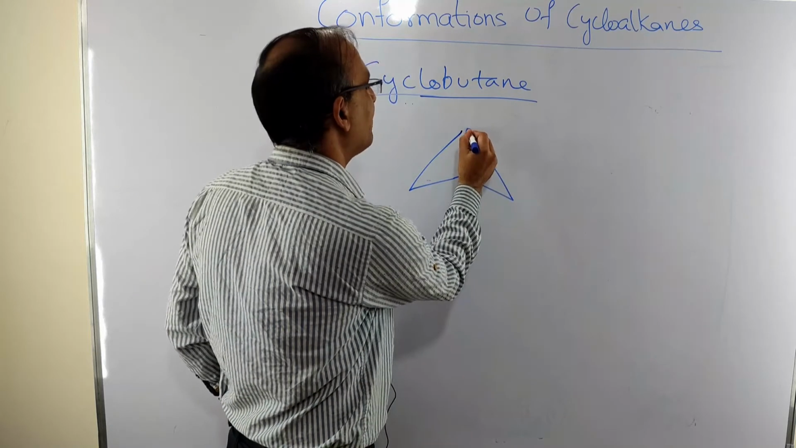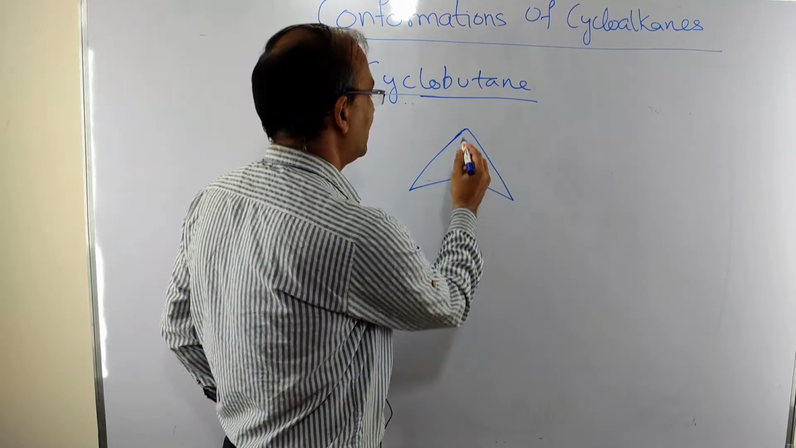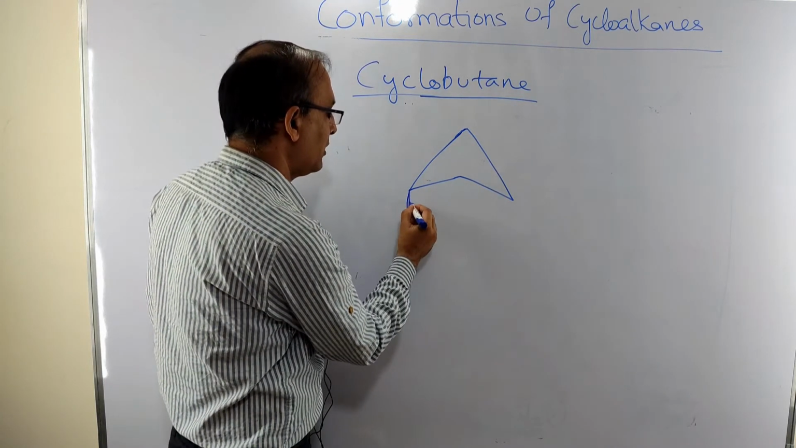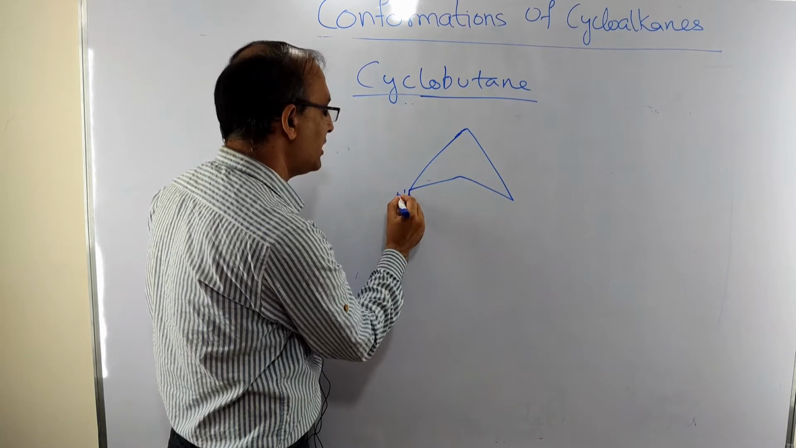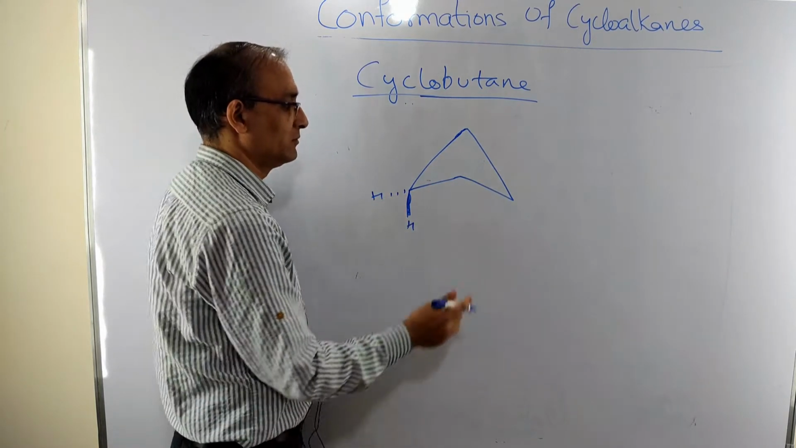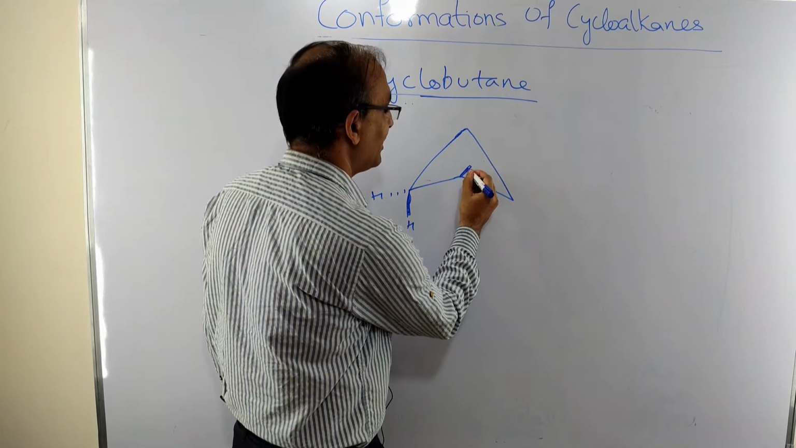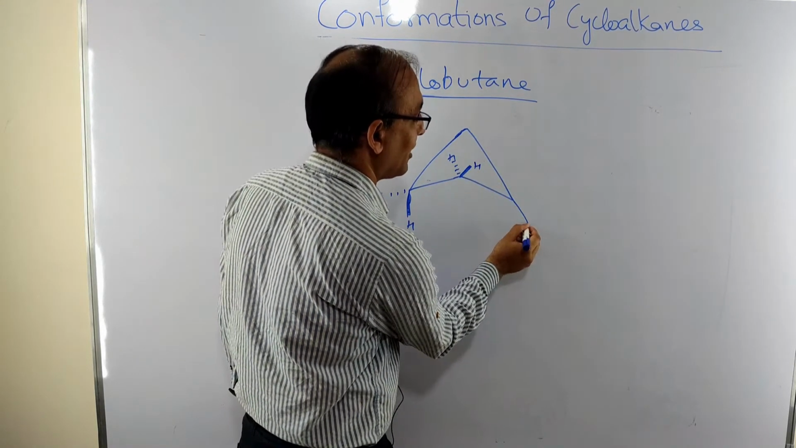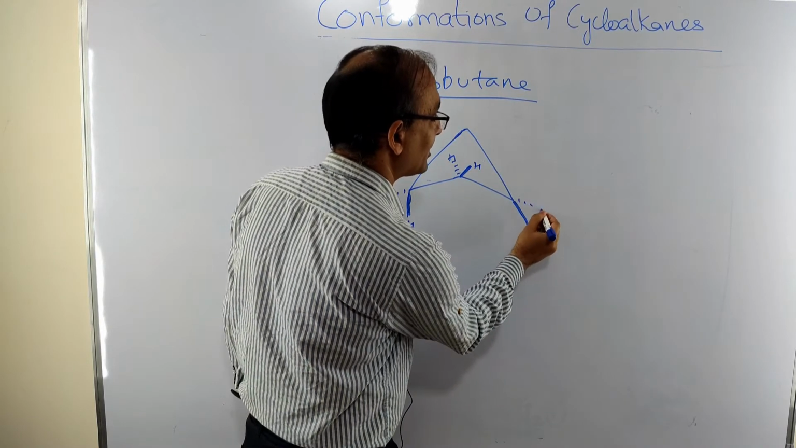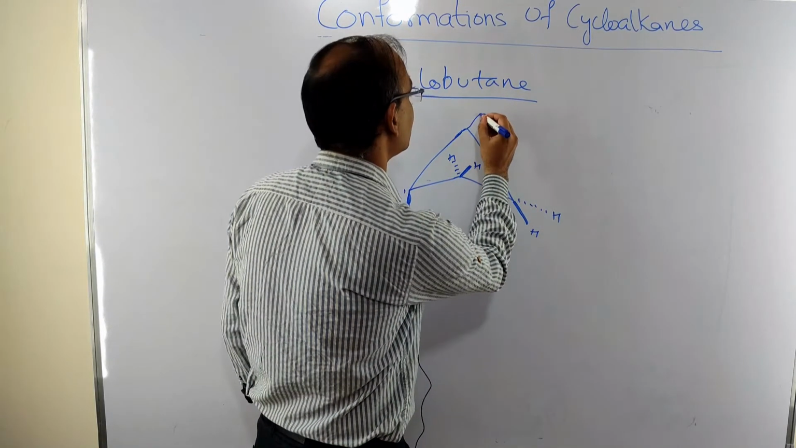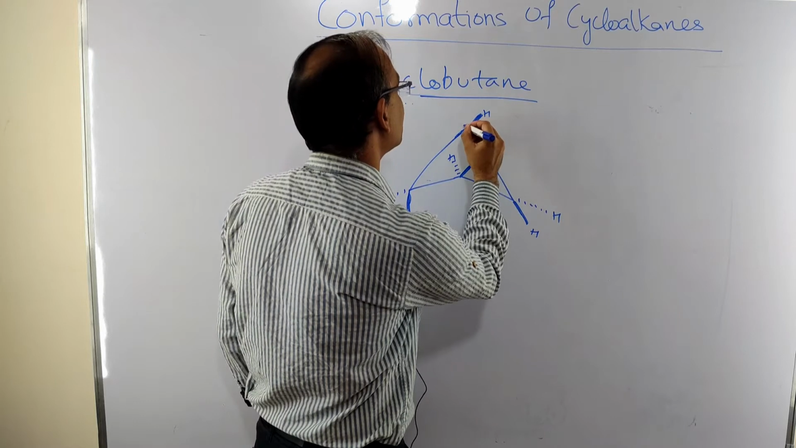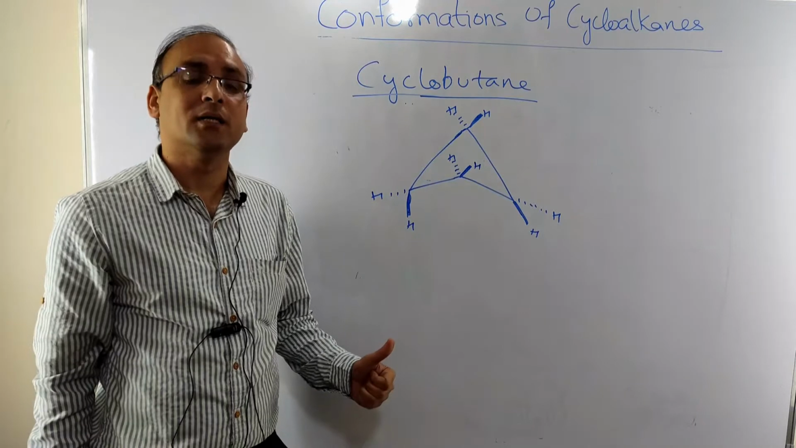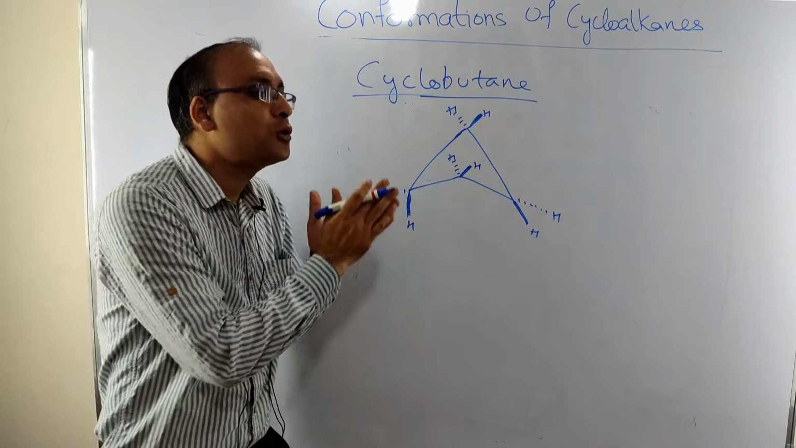You can call it envelope, but they don't call it envelope for some reason. So here what happens is now torsional strain is dramatically reduced, because now hydrogens are not eclipsing each other. Bond angle is still not 109 degrees, okay, but it is approaching 109.